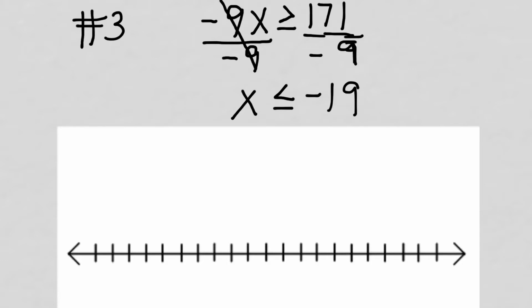So if I go down to the number line, let me put some of these numbers on the line. So I've got minus 17, minus 18, minus 19, minus 20, minus 21, minus 22. I can put this on the number line now. So I go to negative 19. It's less than or equal to. That means it's going to be a closed circle. And I know x is less than negative 19. When it's less than, it goes to the left. Key point on this problem is we divided by a negative number, a negative 9, so the sign changes directions.